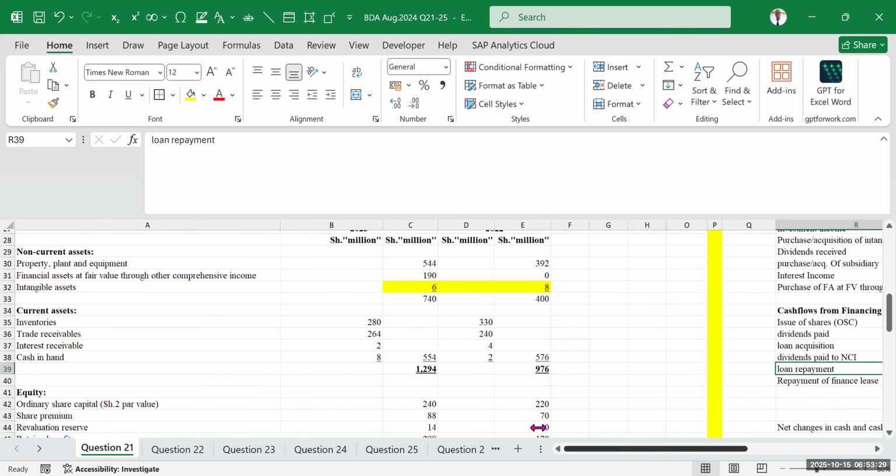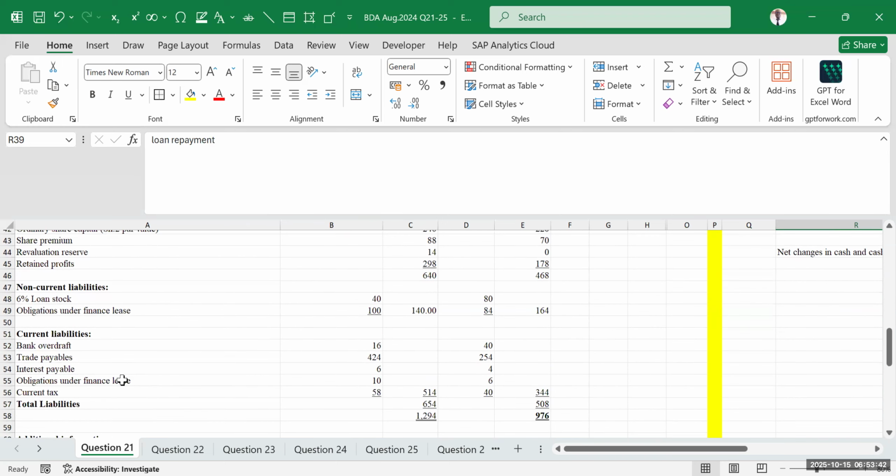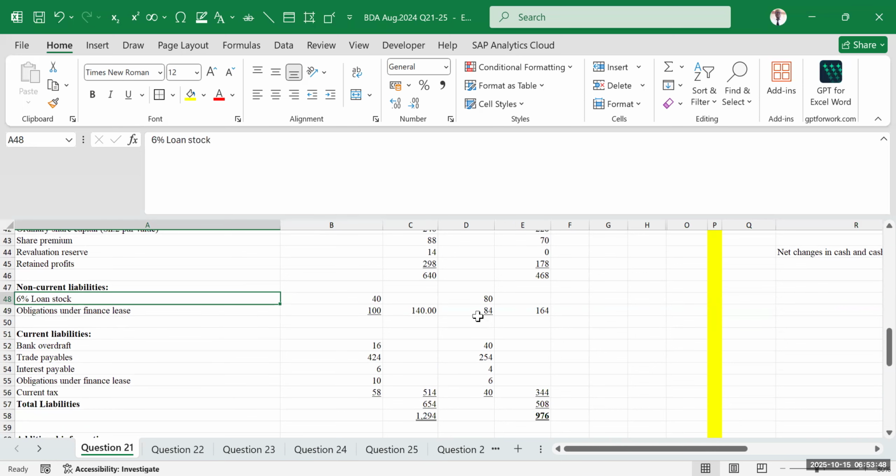So let's check on the loan account to see the movement in the loan account, so that we see whether there was a payment or an acquisition. Loan account under non-current liabilities. We're already done with the finance lease, so this one is already taken care of. I want us to check on the loan. Opening balance was 80. Closing is 40. Opening balance was 80 of the liability, but we have closed at a lower value.